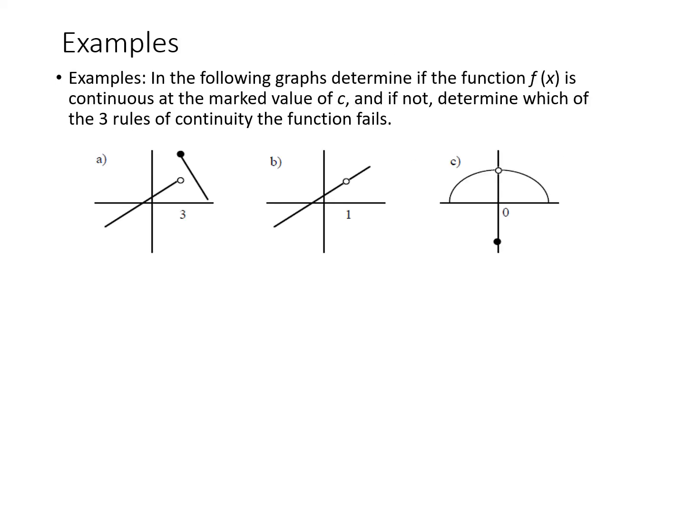All right, here are some examples of some graphical ones. In the following graphs, determine if the function f of x is continuous at the marked value of c. And if not, determine which of the 3 rules of continuity the limit or the function fails. So for this first one, it's as x approaches 3. And it's discontinuous at 3.